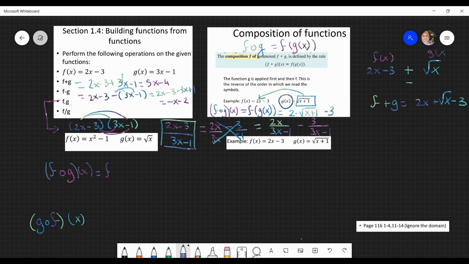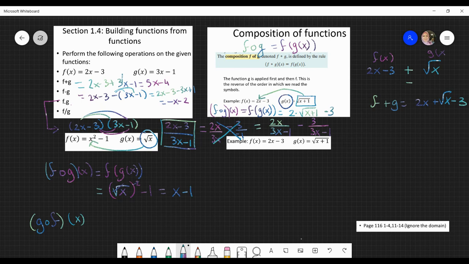This could be written as F of G of X, which means take G of X and put it inside F in the input. So I'm going to take the X out and I'm going to put square root of X. And I'm still going to apply the machine, square minus 1. A square eliminates the square root and this is X minus 1.